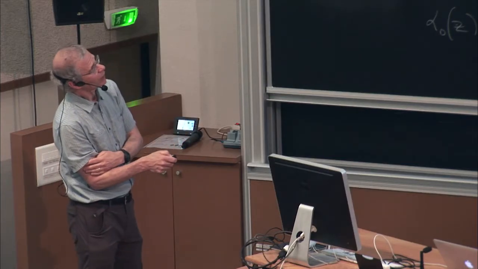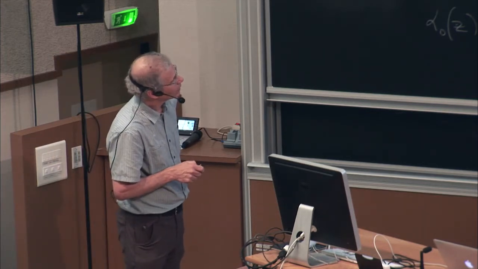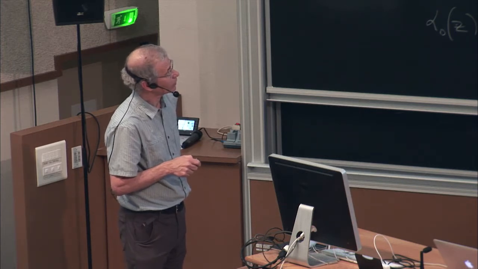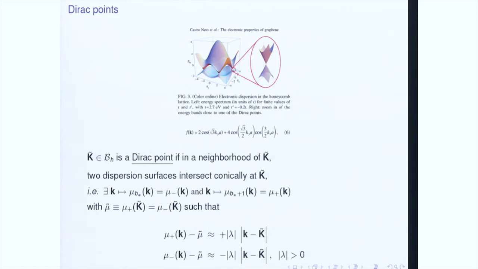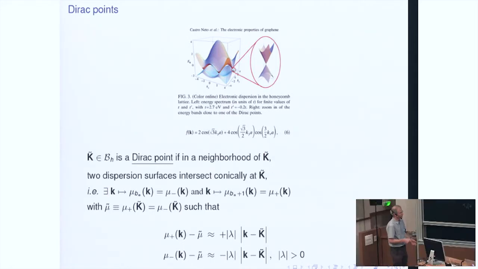Dirac points. So, here's the picture to keep in mind. We say that K in the Brillouin zone, in that hexagon, is a Dirac point if in the neighborhood of that value of the quasi-momentum there are two dispersion surfaces. There are two eigenvalues which, as you let the parameter K vary, intersect conically. This coefficient lambda, mod lambda, should be strictly positive, and in the condensed matter literature this is called the Fermi velocity.